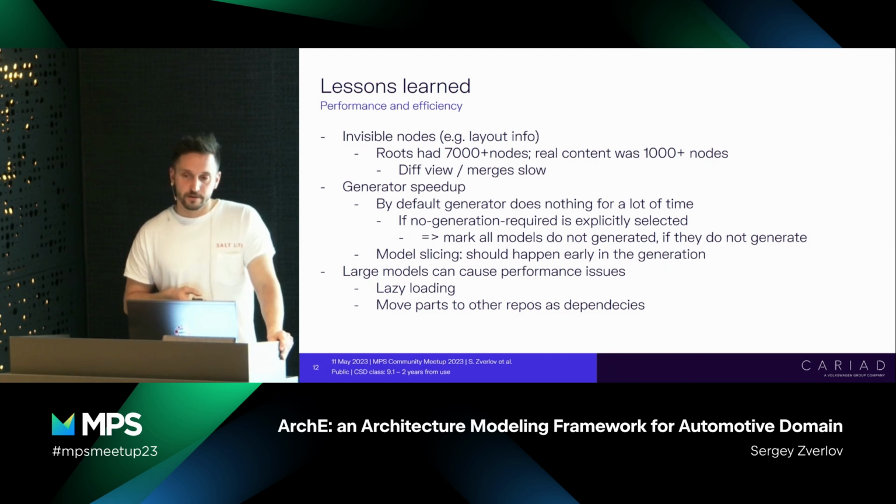And we had at some point the problem that it really slowed down our tool when huge models were present in the repository. So what we try to do now is that we lazy load the huge models. So if you don't need them, they are not loaded into memory. And also we move certain parts which are very huge into different repositories and then load them as dependencies, in order also to battle these performance issues.